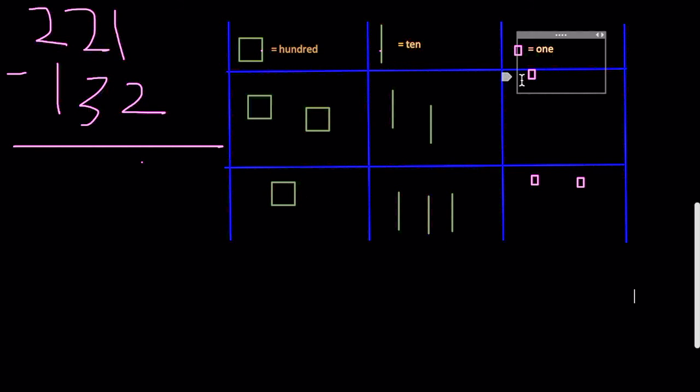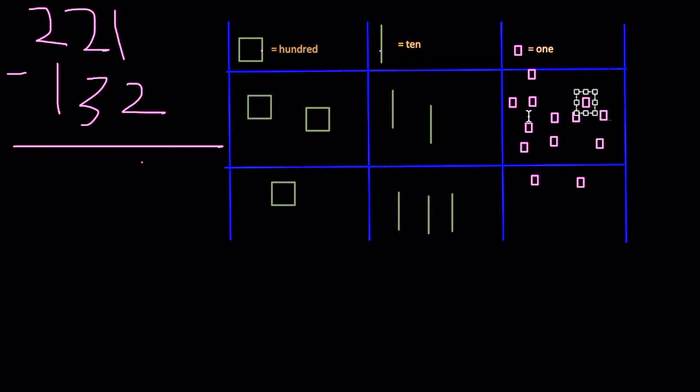So we know that we can't take 2 away from 1 again. So we're going to have to cross out one of these and bring 10 ones over here. So now we have 11 ones. Okay, so I'm going to cross this out really fast.